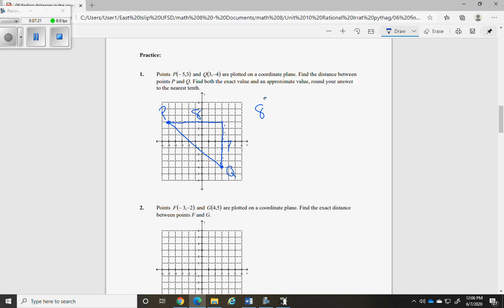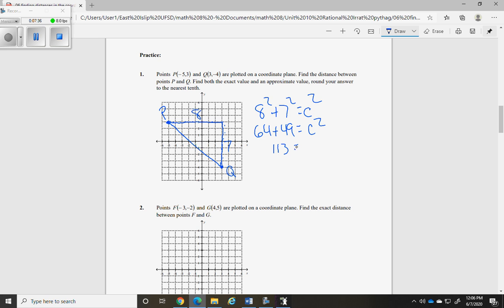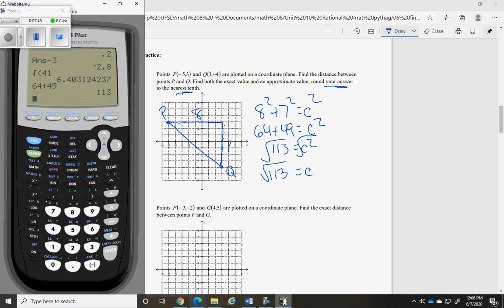So 8 squared plus 7 squared equals C squared. 64 plus 49 equals C squared. You could always have your calculator handy. 64 plus 49 turns out to be 113. 113 is not a perfect square, so I knew that it's going to be a crazy decimal. It does say round to the nearest tenth, so we use that calculator, and the square root of 113 is about 10.6.